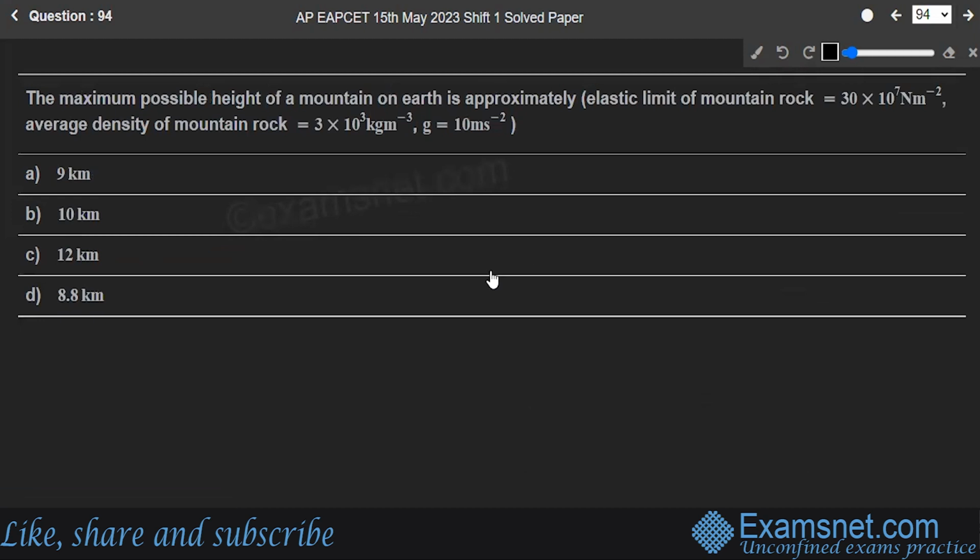The maximum possible height of a mountain on Earth is approximately? The elastic limit of the mountain rock is this, and the average density of the mountain rock is this. You have to take the acceleration due to gravity as 10 meter per second square. So first of all, let the maximum height of the mountain be h.